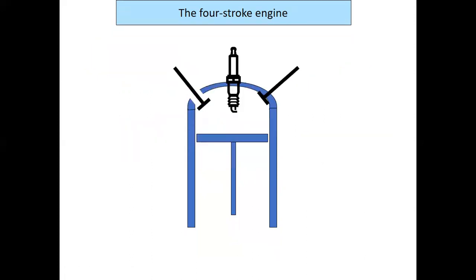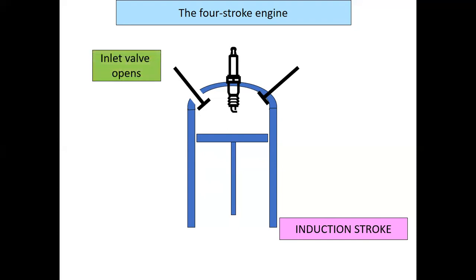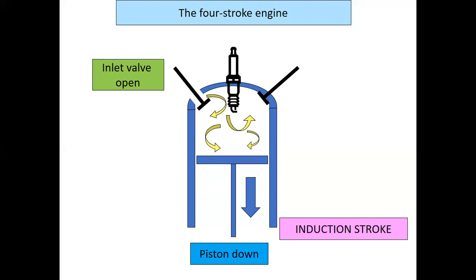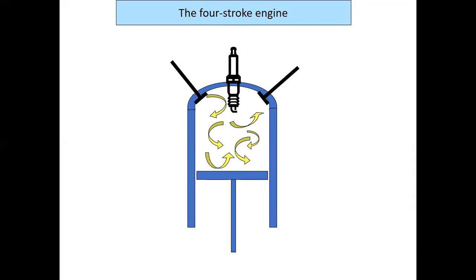Coming to its operation, the inlet valve opens in the induction stroke, which can also be termed the suction stroke. In the suction stroke, the inlet valve is open and the piston moves from top dead center to bottom dead center. The fuel and air mixture comes from the inlet manifold and enters the cylinder chamber. At the end of the suction stroke, the inlet valve closes.